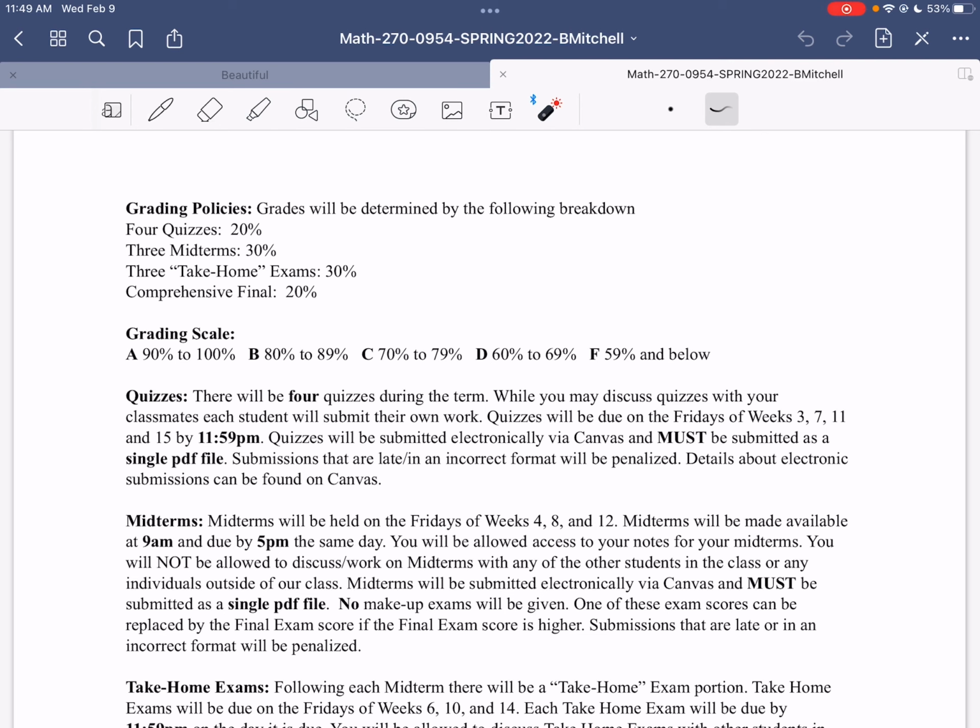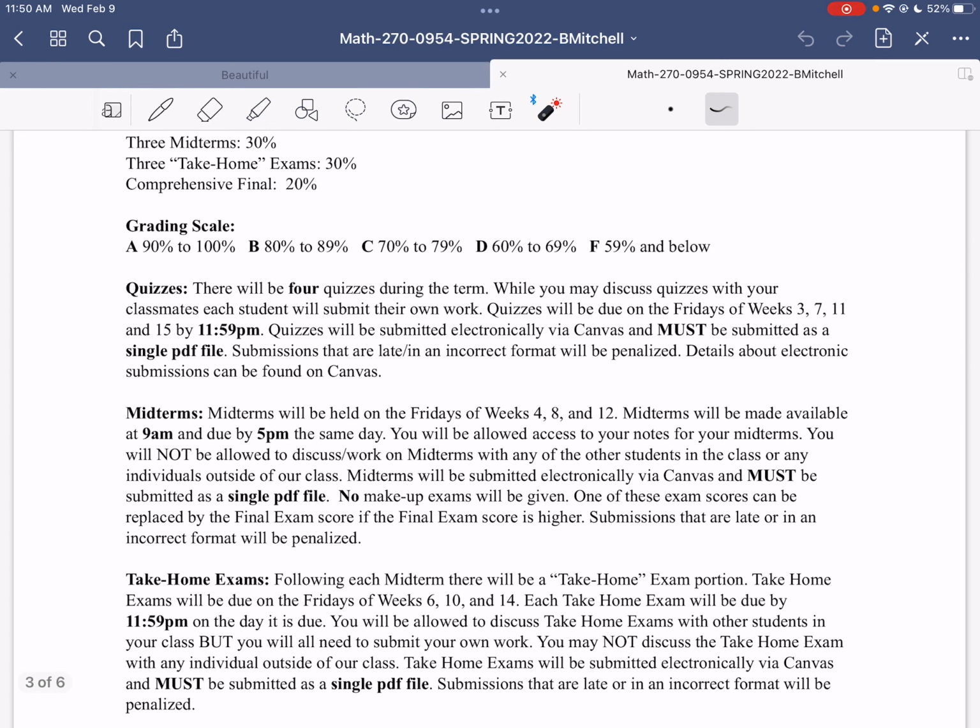So let's talk about what those 4 categories are. Throughout the term, you guys will have 4 quizzes, 3 midterms, 3 what we call take-home exams, and a comprehensive final. The breakdown is that the 4 quizzes will make up 20% of your overall grade, the 3 midterms will make up 30%, the 3 take-home exams will make up 30%, and your comprehensive final will make up the last 20%. The grading scale overall is very straightforward. El Camino doesn't offer pluses and minuses, so your ending letter grade will either be an A, B, C, D, or F based on these percentage categories there. All right, with that being said, let's talk about the actual categories themselves.